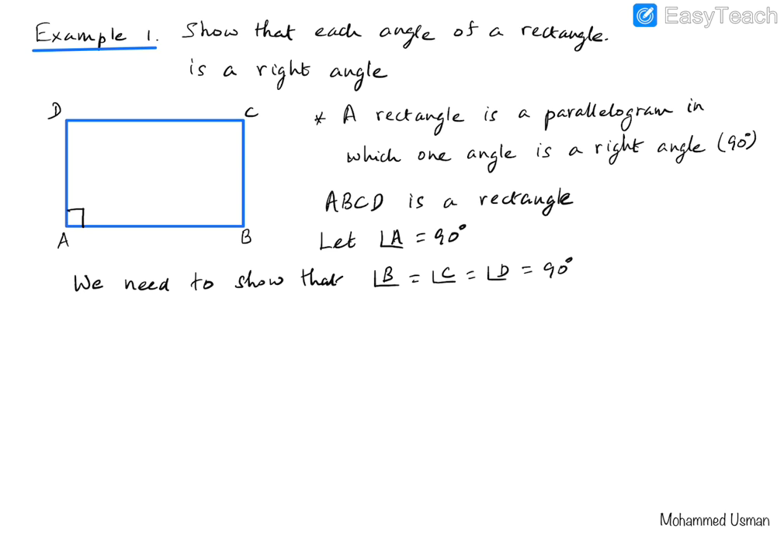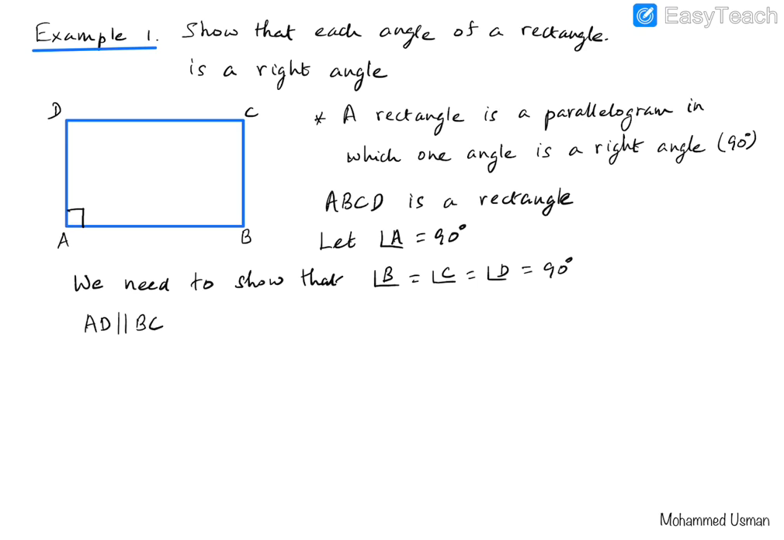Okay, how can we show that? To show that, if you consider this right angle over here, consider the lines AD and BC. Okay, these are parallel lines because this is a parallelogram in which one of the angles is 90 degrees. A rectangle is a parallelogram in which one angle is a right angle. So sides AD and BC are parallel to each other. So we say that AD is parallel to BC.